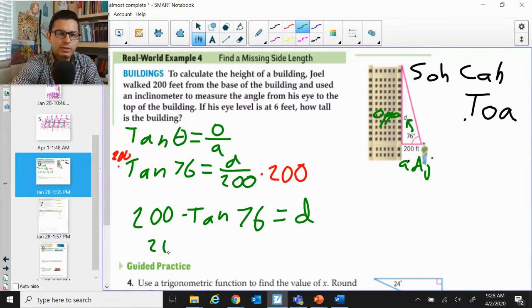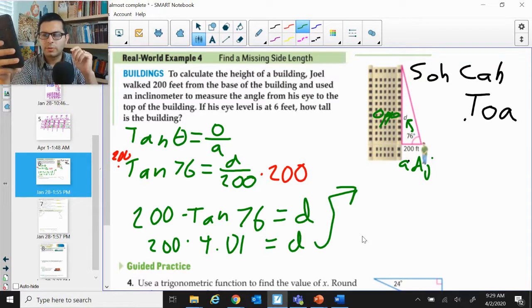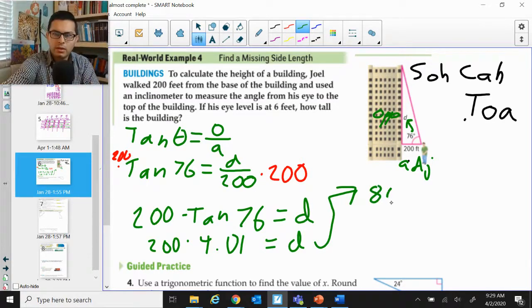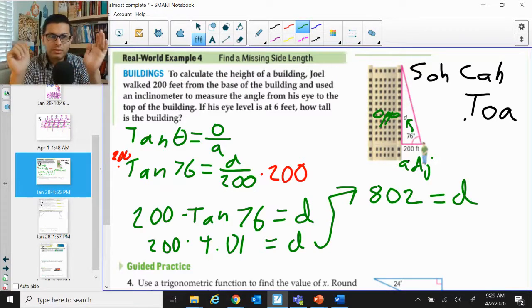It's just going to be 200 times 4.01 equals D. 200 times 4.01. The answer is 802. Sweet. We get 802 equals D. So the side length, the opposite side of that triangle, is going to be 802 feet.